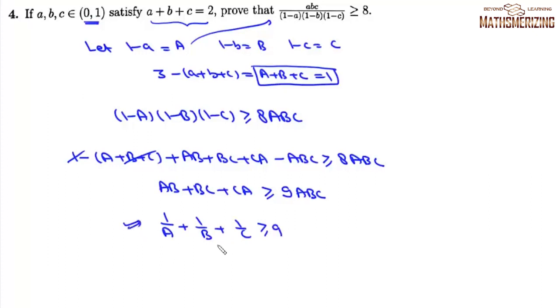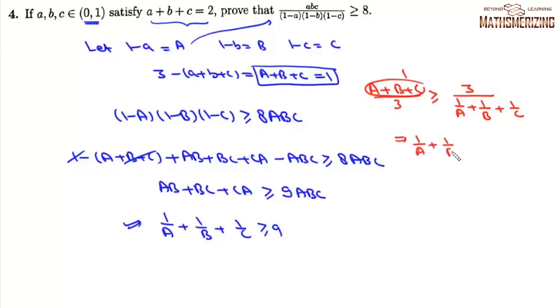Now for these three numbers A, B and C, their arithmetic mean will be (A plus B plus C) divided by 3, and it'll be greater than or equal to its harmonic mean, which is 3 upon (1 by A plus 1 by B plus 1 by C). Now A plus B plus C is 1, so this is 1 here. So from here we can say 1 upon A plus 1 upon B plus 1 upon C will be greater than or equal to 9, and this is the answer to this question.